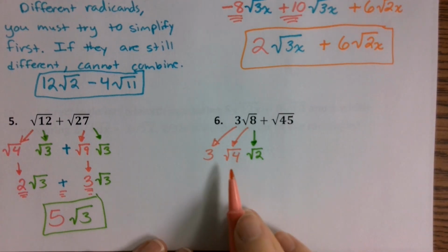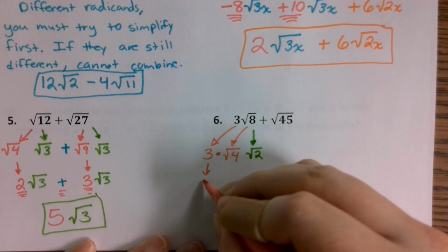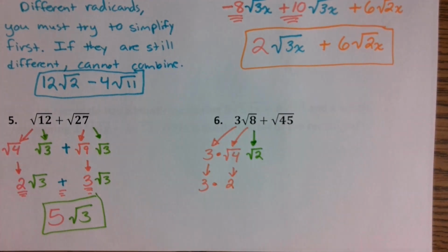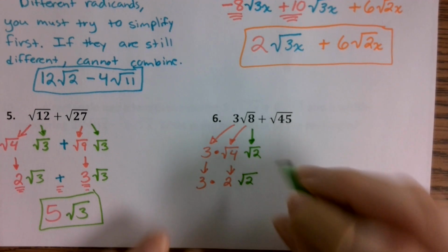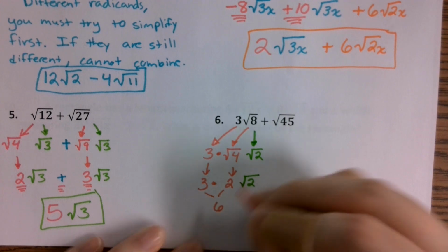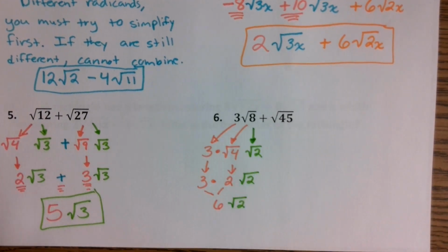Okay, let's go ahead and simplify square root of 4. What is the square root of 4? 2. So we now have 3 times 2, and that's the square root of 2. And what's 3 times 2? 6. So we have 6 square root of 2. Okay, so that was what we simplified. 3 square root of 8 in simplest form is 6 square root of 2.